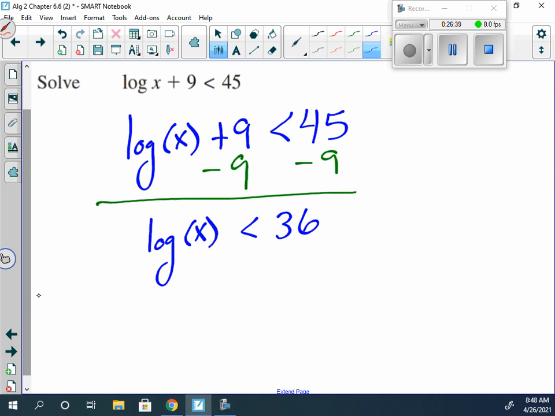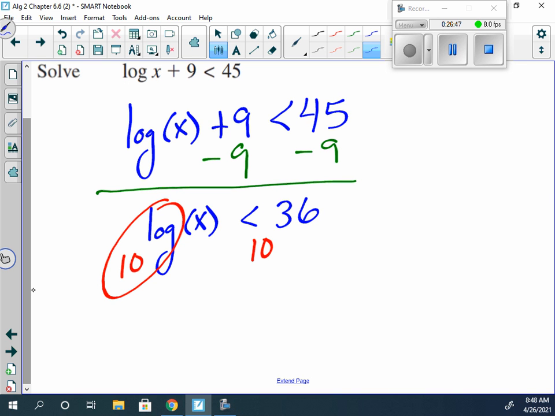And then we would, because 10 to the 36 is going to be the same as 1.